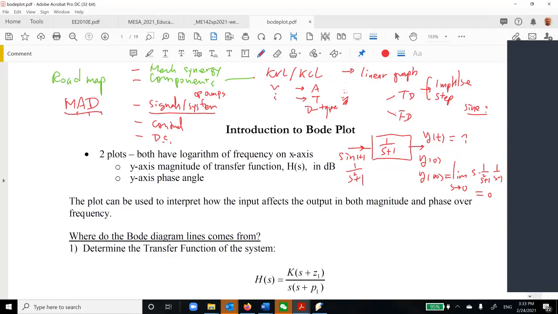So this s squared is 0. This is input. This is output. This is a system. So this is output, this is Y of s. Y of s times s, send s to 0, then you get a 0. Do you think this is correct?